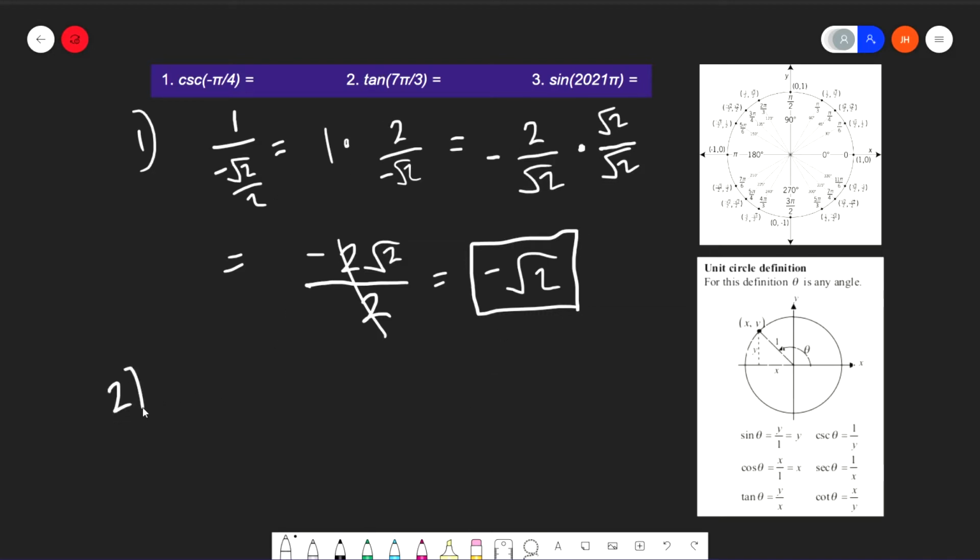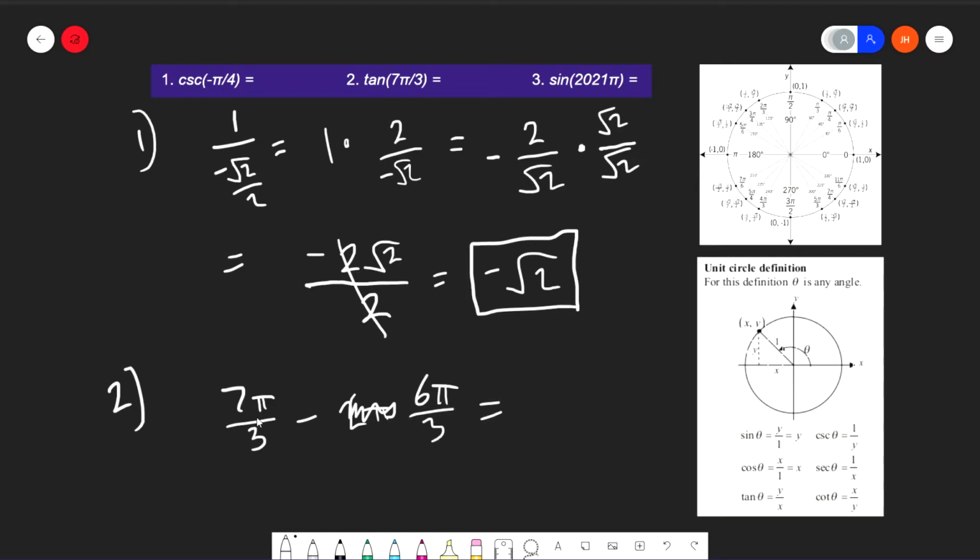Let's look at number 2. I have the tangent of 7 pi over 3. Now, 7 pi over 3 is actually more than 2 pi, so it's beyond my unit circle. But once again, I can just count by thirds. I can recognize that 7 pi over 3 is going to be coterminal with whatever I get if I take away 2 pi, right? Remember, 2 pi being a full circle. Well, 2 pi is equivalent to 6 pi over 3.